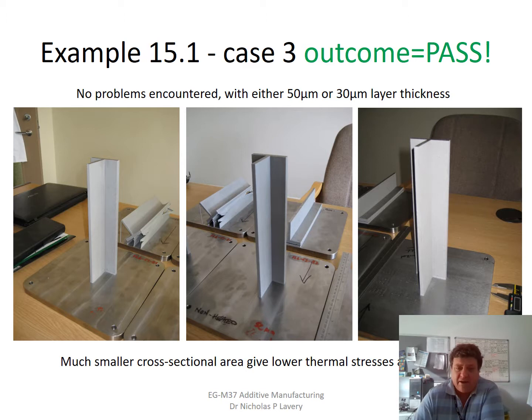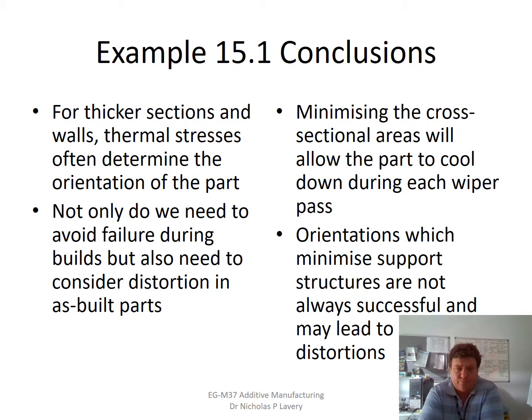It's not always that easy on more complex parts to decide which is the minimum cross-section area to give you that minimum thermal stress. So what we can conclude from those three examples there is that thicker sections and walls thermal stresses determine the orientation of the part very strongly. So we don't only have to avoid the failure during the builds, we also have to think about the distortion of the parts afterwards. The minimization of the cross-sectional areas will allow the part to cool down during each of the wiper passes. So the impact of the higher thermal stresses will be minimized.